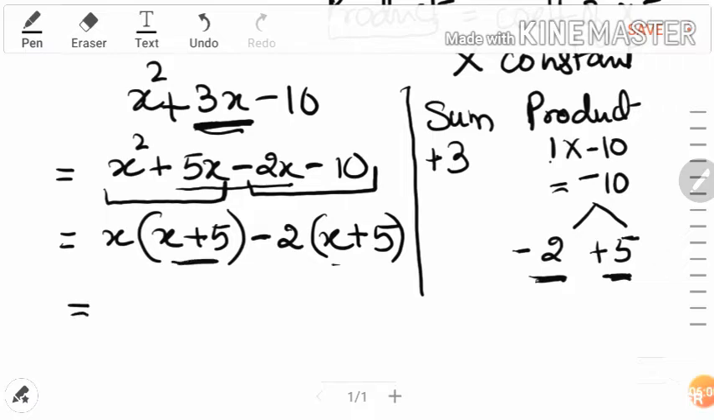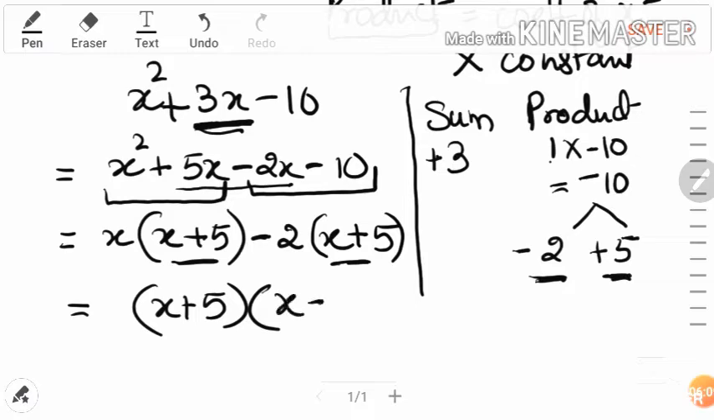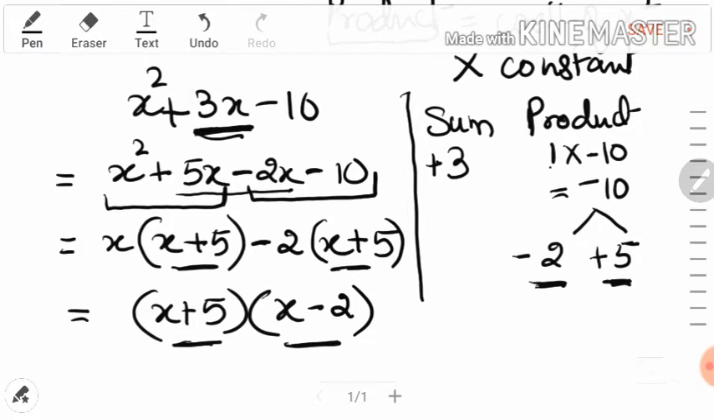Now taking x plus 5 common, we are left with x minus 2. So these are the factors of polynomial x square plus 3x minus 10.